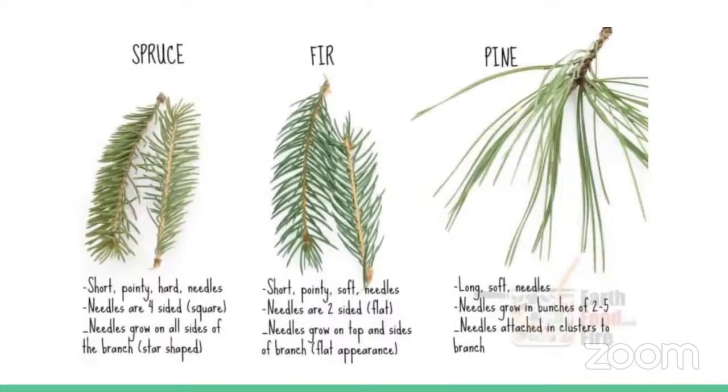The way we can tell them apart is by looking at those needles. When we're talking about a pine tree, like the genus of pine trees, we're going to see long, soft needles that grow in bunches. If you ever pick pine needles and they're in a bunch, you are looking at a pine. They're going to be in groups of 2 to 5 in these clusters. The spruces and the firs are a little harder to tell apart.